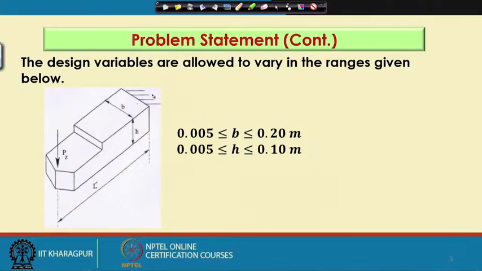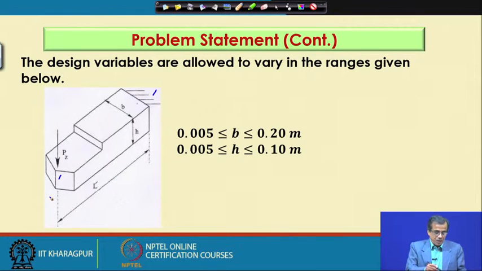This figure shows a single point cutting tool. This is the gripping end and this is the cutting end. Now, what we will have to do is find out the optimal cross section of this particular cutting tool, whose dimensions are given by B and H and having the fixed length, that is L prime.